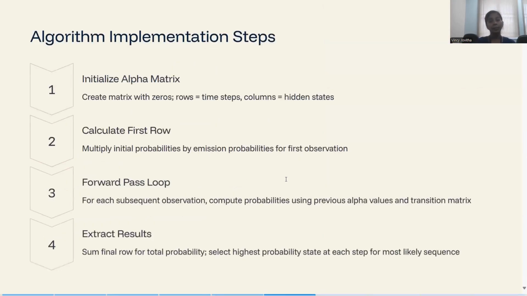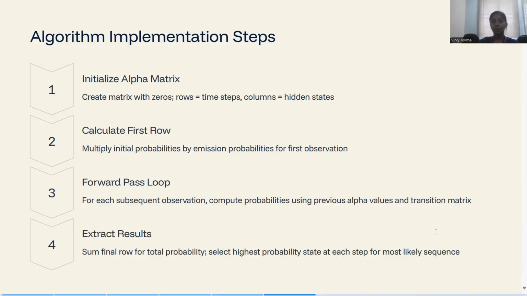The algorithm implementation steps are as follows. It starts by initializing the alpha matrix. Here we create a matrix with zeros, where the number of rows equals the time steps and the columns are the hidden states. Next we calculate the first row by multiplying initial probabilities by emission probabilities for the first observation. Then we run the forward pass loop. For each subsequent observation, we compute the probabilities using previous alpha values and the transition matrix.